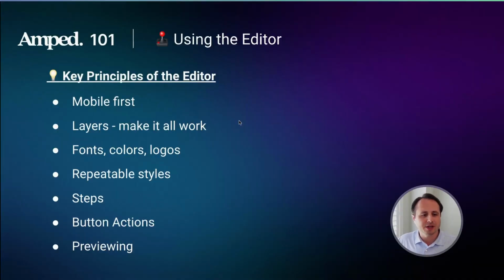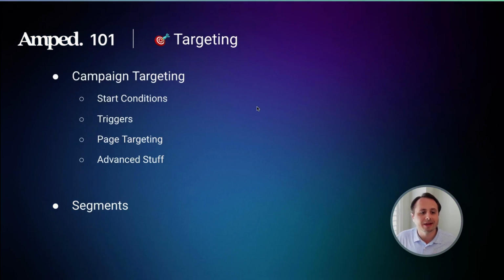All right, back to our agenda here. We've knocked out some of the key principles of using the editor. And now let's talk about how you do your targeting. Your campaign targeting comes down to a few main things: start conditions, triggers, pages, and then some advanced stuff. And then we'll just touch on segments and how those work in relation to campaign targeting.